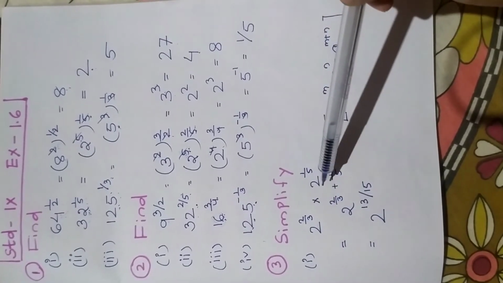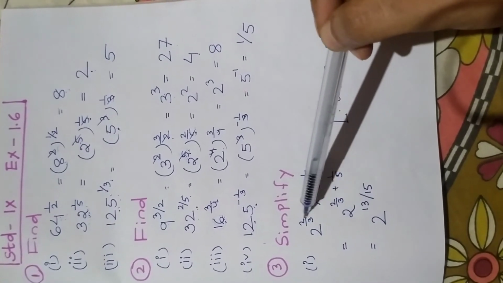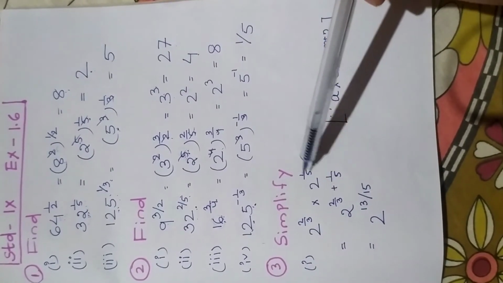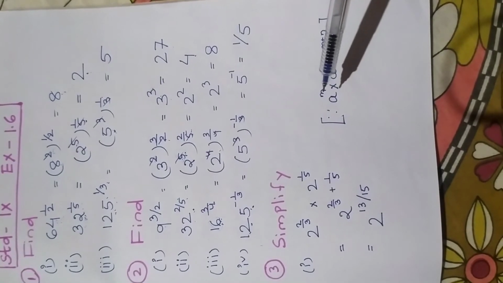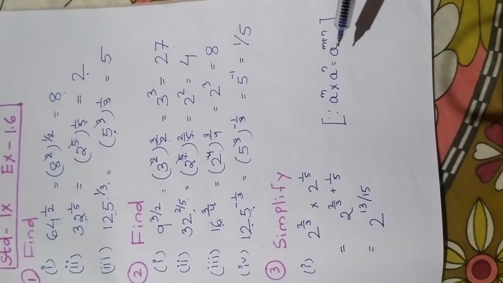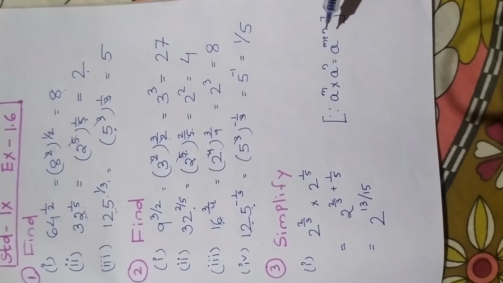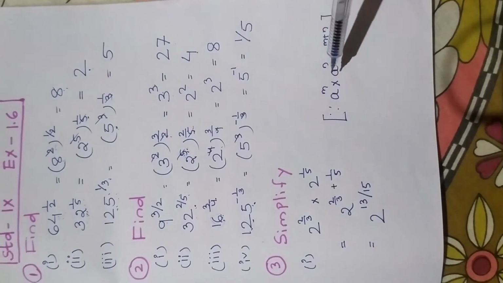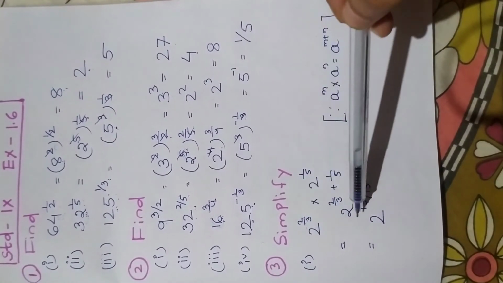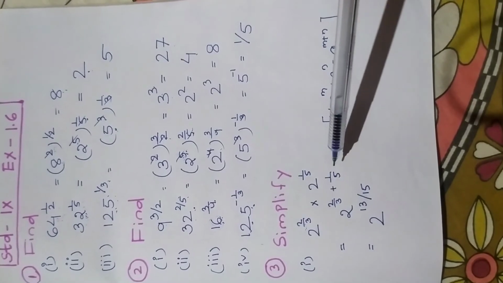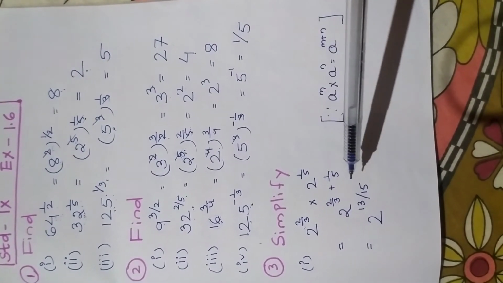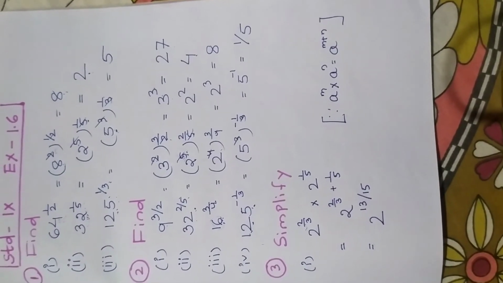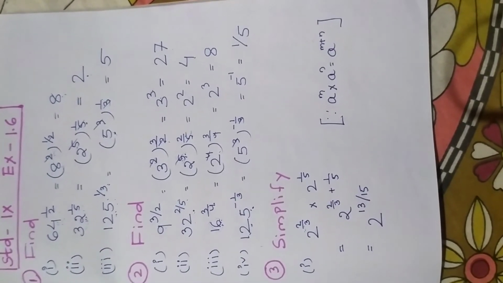Here we have to use different identities. 2 to the power 2 by 3 multiplied with 2 to the power 1 by 5. Here we can use the identity a to the power m into a to the power n is equal to a to the power m plus n. There will be the addition of powers. So base 2 remains constant. The power terms are going to be added with each other. So 2 by 3 plus 1 by 5 will come as 13 by 15.